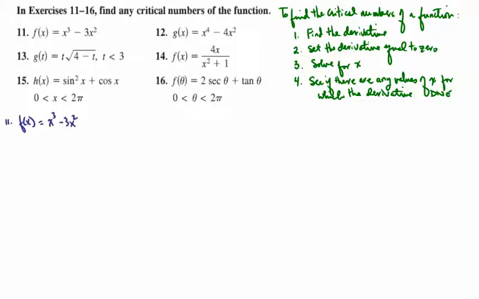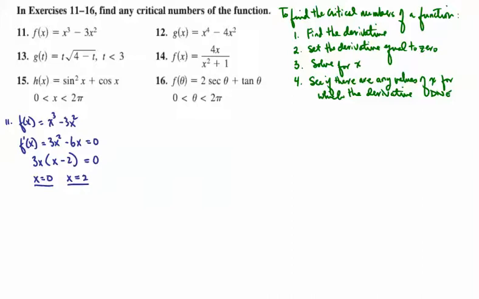So for number 11, we start with f of x is x cubed minus 3x squared. Find the derivative. That would be 3x squared minus 6x. That's pretty easy. We set it equal to 0. And how are we going to solve that? Here it's just a matter of factoring. We'll factor out a 3x, leaving x minus 2, is equal to 0. Therefore, x equals 0 or x equals 2, and those are the two critical numbers.